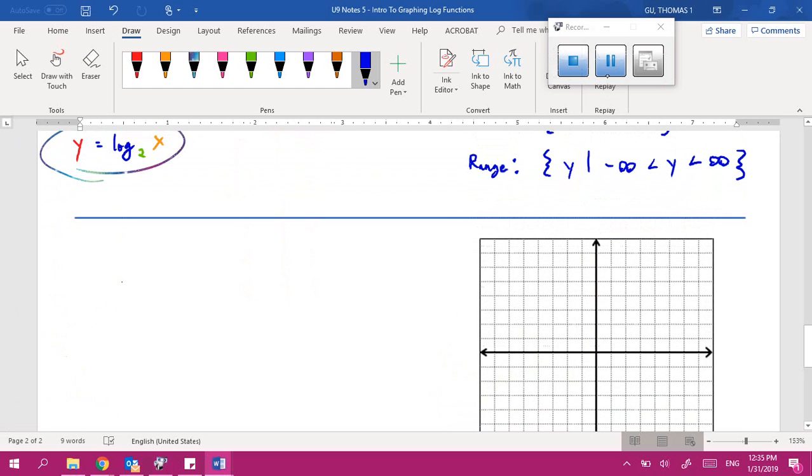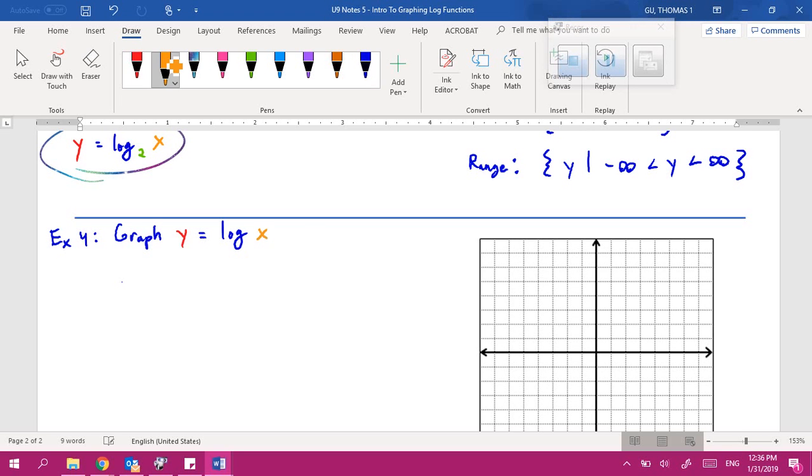All right, so now we're going to do the last graphing type of problem. This is example number 4. This is a different type of graphing problem. So this one we are going to graph y equals log of x. Then state the asymptote, domain, and range in interval notation this time.